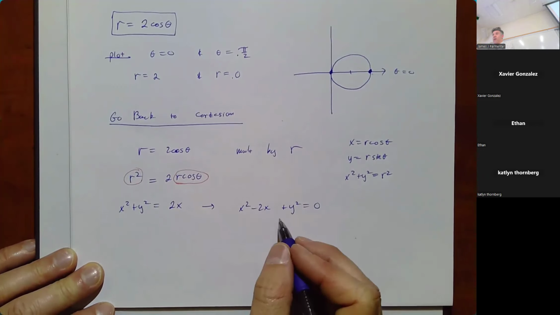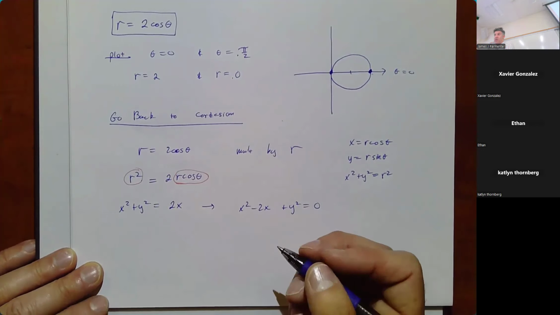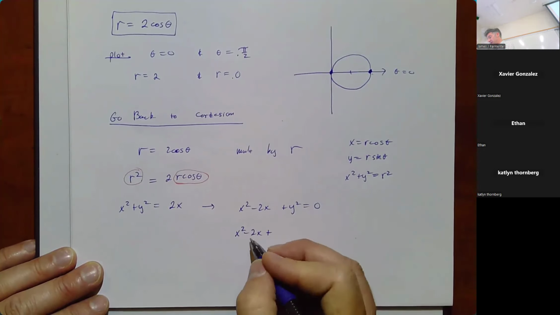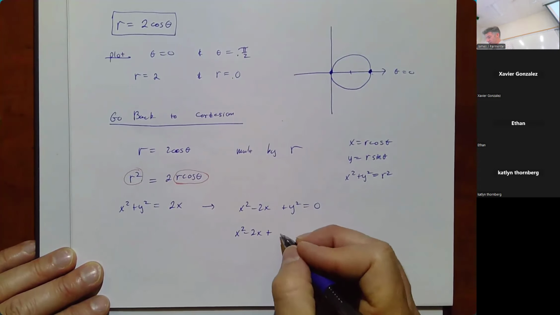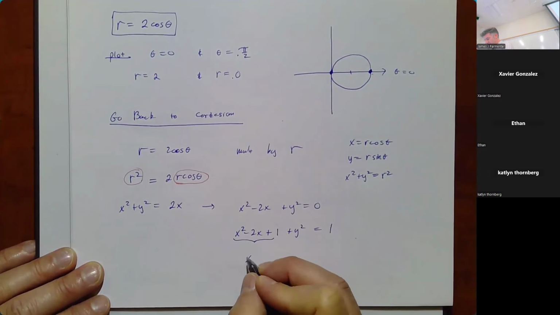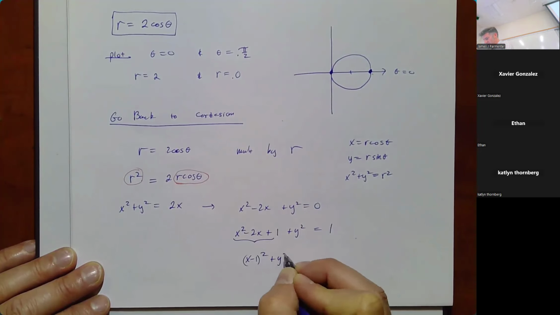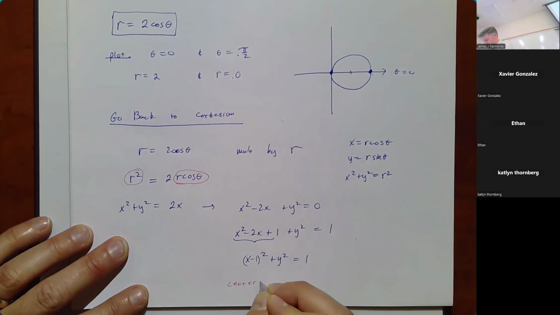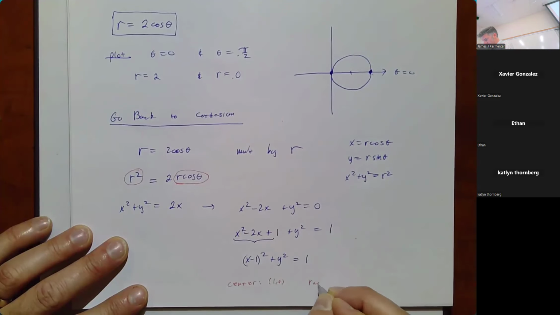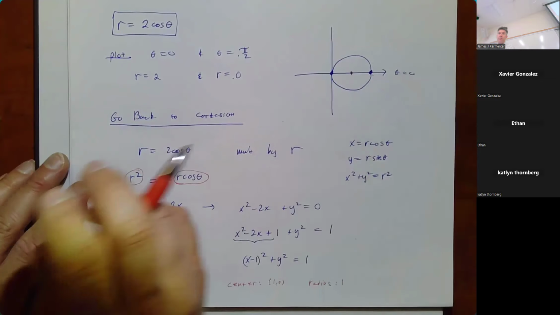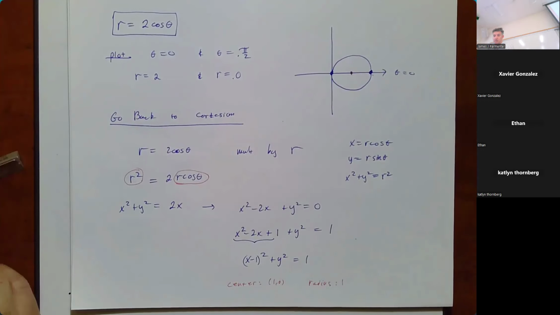We can complete the square here so that we can write the equation of the circle in the standard way. X squared minus 2x: I'm going to add negative 2 divided by 2, which is negative 1, squared. I'm going to add 1 to both sides. And then this part right here is x minus 1 squared plus y squared equal to 1. And yeah, that's a circle. The center is (1, 0). The radius is the square root of 1, which is 1, which is exactly the circle that we drew up here. It's kind of neat, I think.